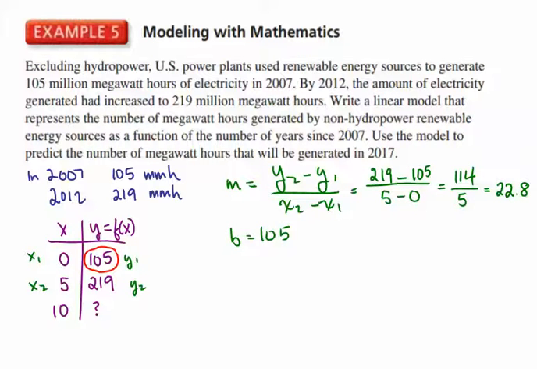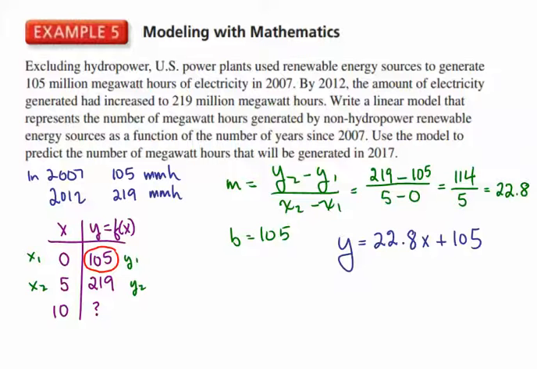Now we can construct our equation. Again, we can either say y or f of x. Y is equal to 22.8x plus 105. So what this will tell us is, for any year after 2007, this will help us to estimate the number of million megawatt hours of electricity generated from non-hydropower renewable energy sources.